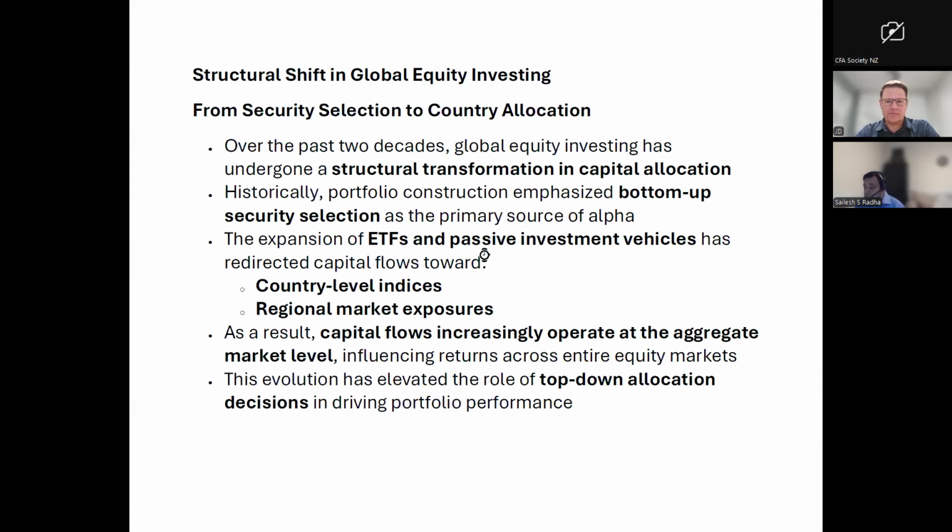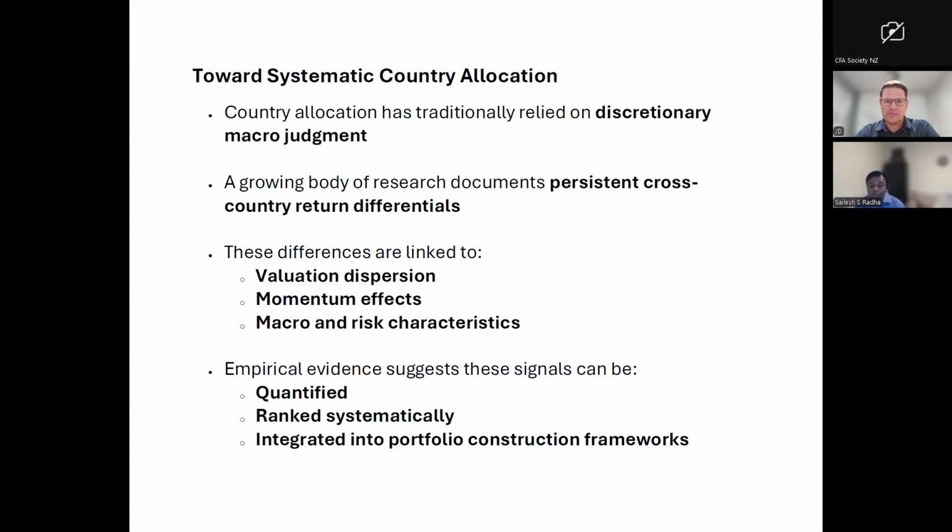And so, traditionally, country allocation has been discretionary, driven by macro views, narratives, or qualitative judgment, right? But literature is increasingly showing that countries exhibit persistent return differences. And importantly, these differences are not random, they are structured and measurable. These differences are linked to valuation differences, dispersion, momentum effects, macro and risk characteristics.